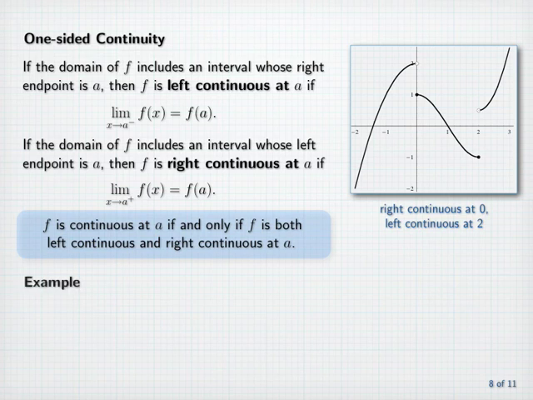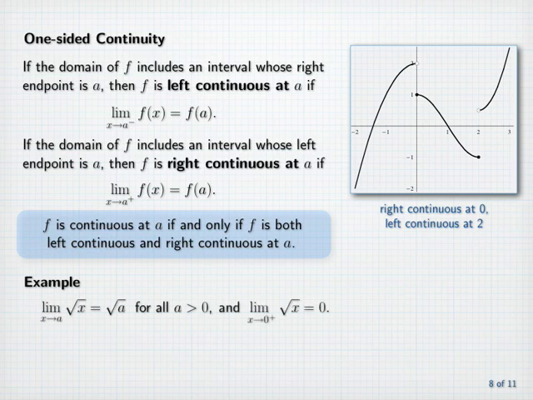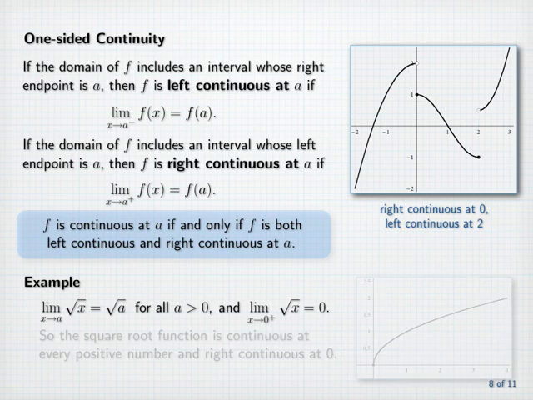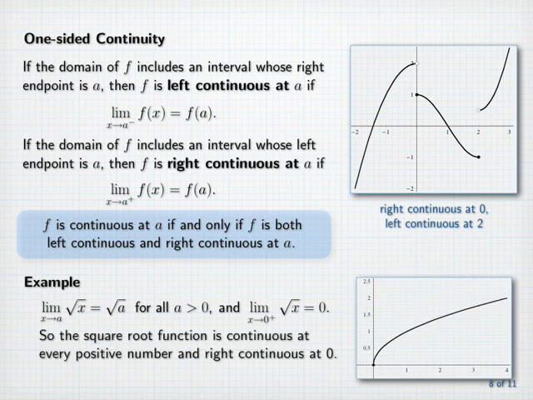Example. We know that the limit as x approaches a of the square root of x is equal to the square root of a for all positive a, and that the limit as x approaches 0 from the right of the square root of x is equal to 0. So the square root function is continuous at every positive number, and it's right continuous at 0.